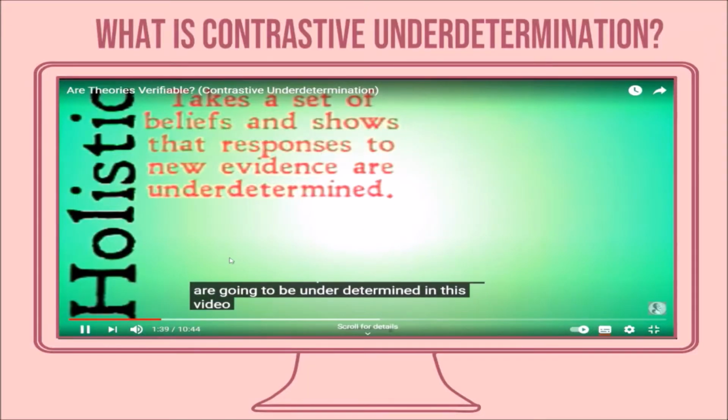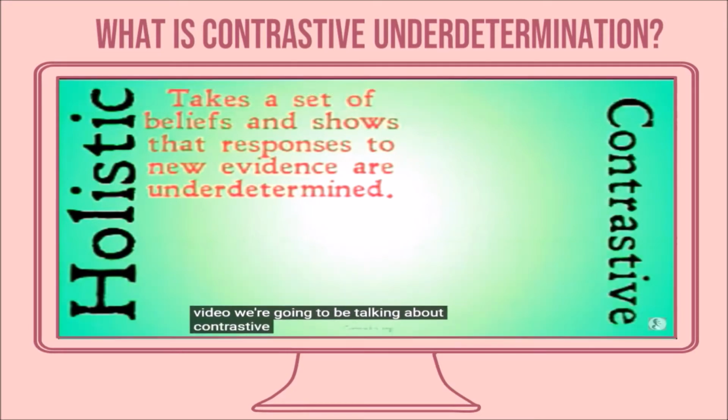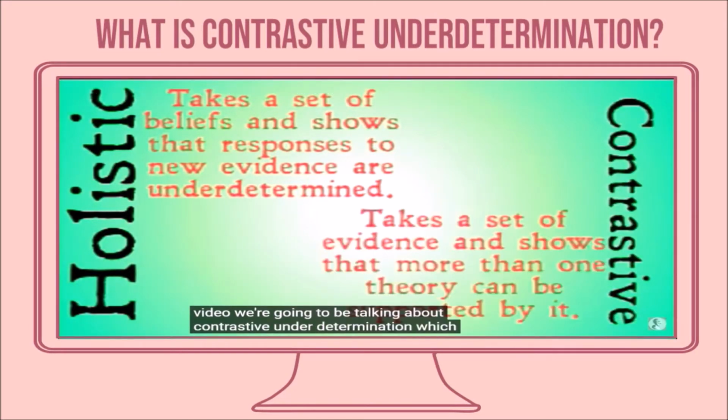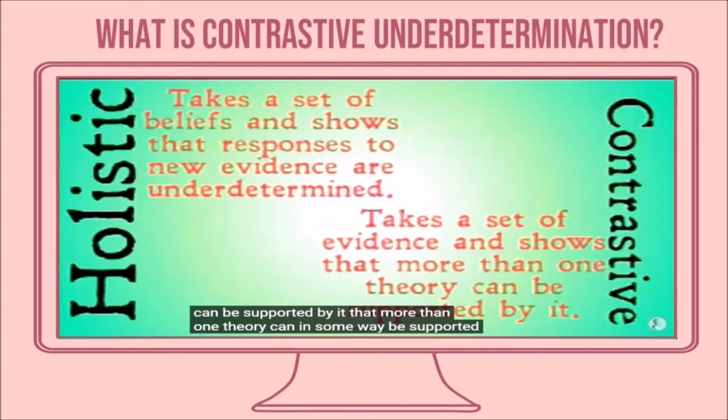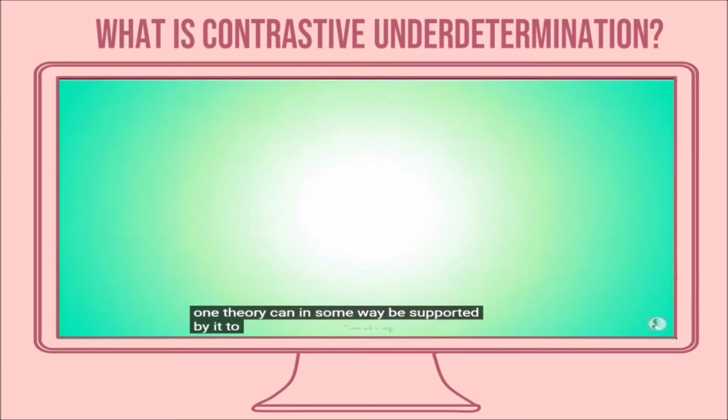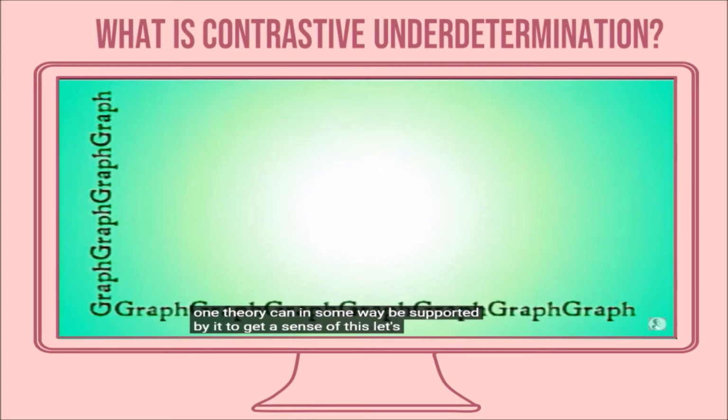In this video, we're going to be talking about contrastive underdetermination, which takes a set of evidence and shows that one theory is not the only theory that can be supported by it, that more than one theory can in some way be supported by it. To get a sense of this, let's look at a bit of a simplification of the idea, but hopefully it'll give you an intuition for what the problem is here.